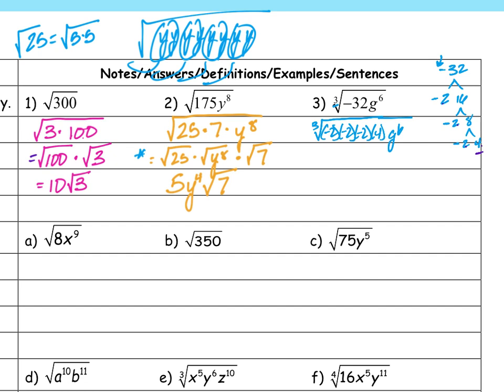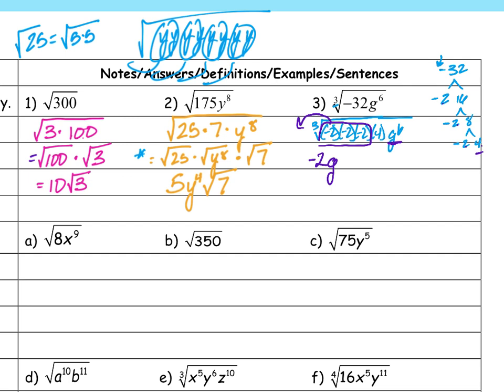It still needs to be this number here, which is 32, correct? Okay. So now I have 3 negative 2's inside my cubed root, so I can bring 1 negative 2 out. So I have a negative 2 on the outside. How many g's do I have inside? 6. And what am I making groups of this time? 3. So how many groups of 3 do I have? 2. So I can bring how many g's outside?